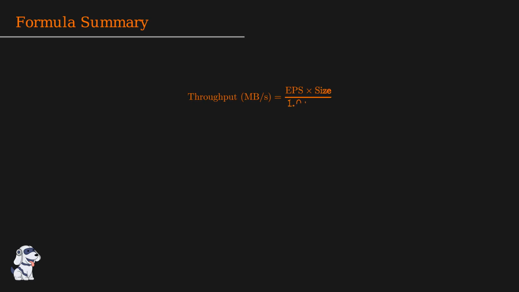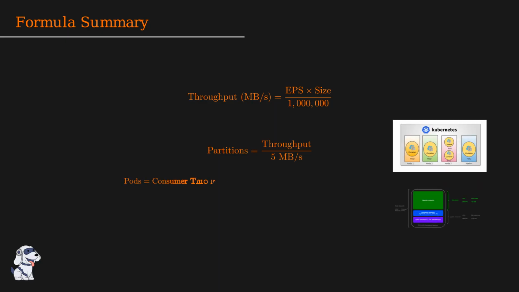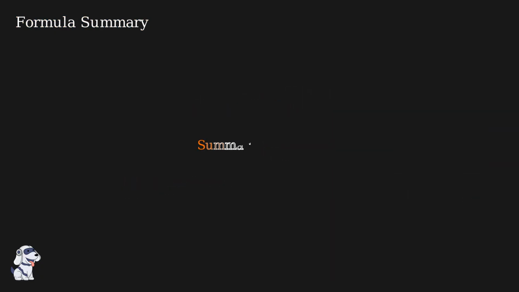First, calculate throughput in megabytes per second by multiplying events per second by average message size, then dividing by 1 million. Next, determine the required number of partitions based on the throughput limit per partition. Finally, pods scale with consumer capacity, and nodes are determined by memory requirements per pod relative to total host capacity. These fundamental equations ensure your Kafka cluster is sized correctly for your specific performance demands.